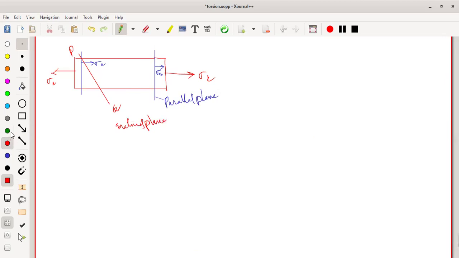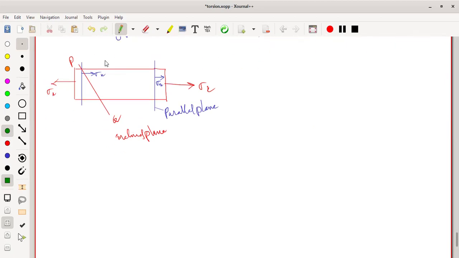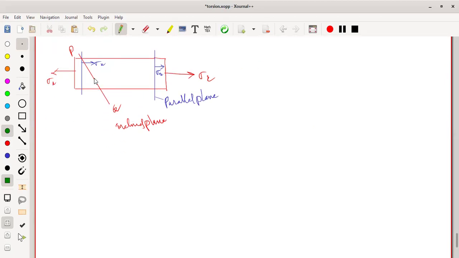On an inclined plane, again this is one plane, right? I already told you that any plane has two stresses, that is sigma and tau. So that is the only reason this inclined plane will have two stresses. One is sigma n, another one is tau n.